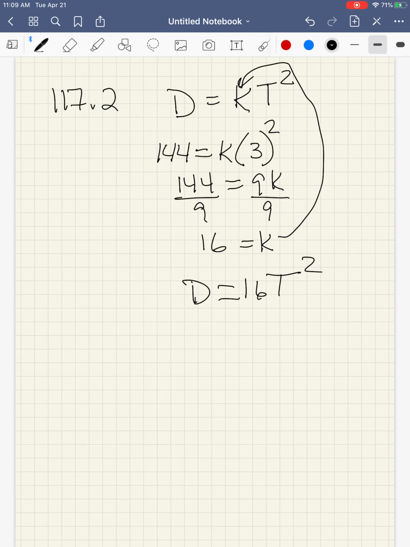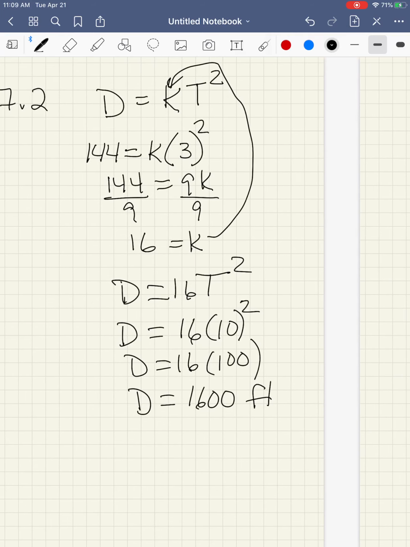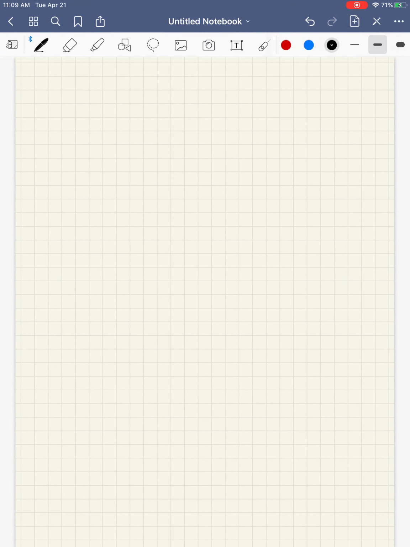And it says, how far will it fall? So that's distance in 10 seconds. So don't forget, it's 10 squared. So D is equal to 16 times 100. So D would be 1,600, and that was feet. So 1,600 feet. Okay, this one isn't too bad. One more. You can probably guess, since both of those were direct, this one is probably going to be inverse.